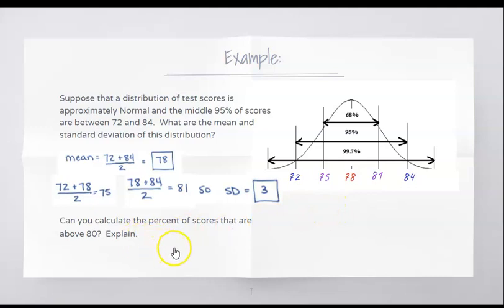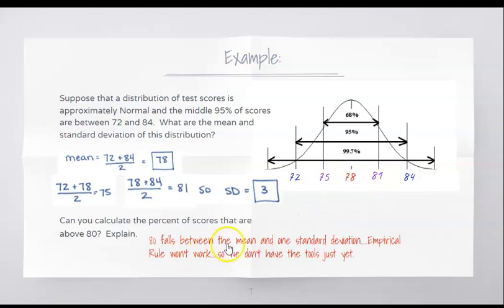The next question says, can you calculate the percent of scores that are above 80? Well, 80 falls between 78 and 81. It's between the mean and 1 standard deviation out. We don't know, 80's in there somewhere, but we don't have a tool yet in our box to find that. The empirical rule will not work because it only works for 1, 2, and 3 standard deviations exactly. So we don't have the tools just yet for 80, but we will in the coming unit.